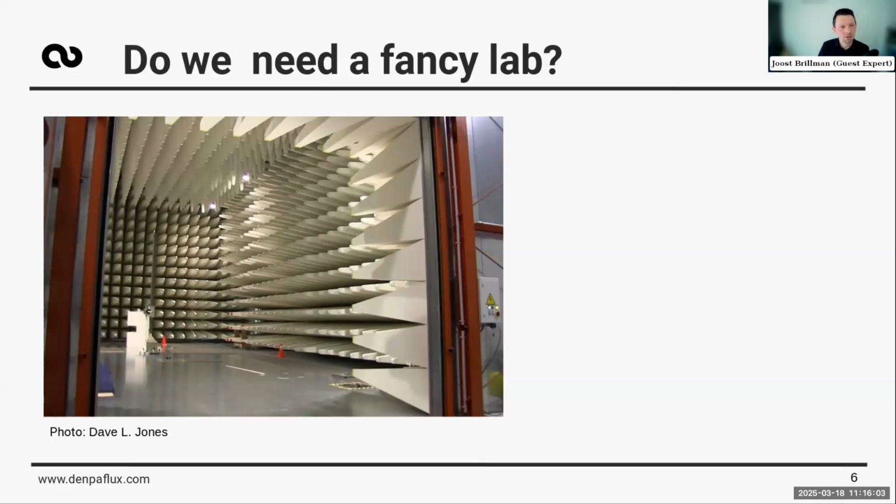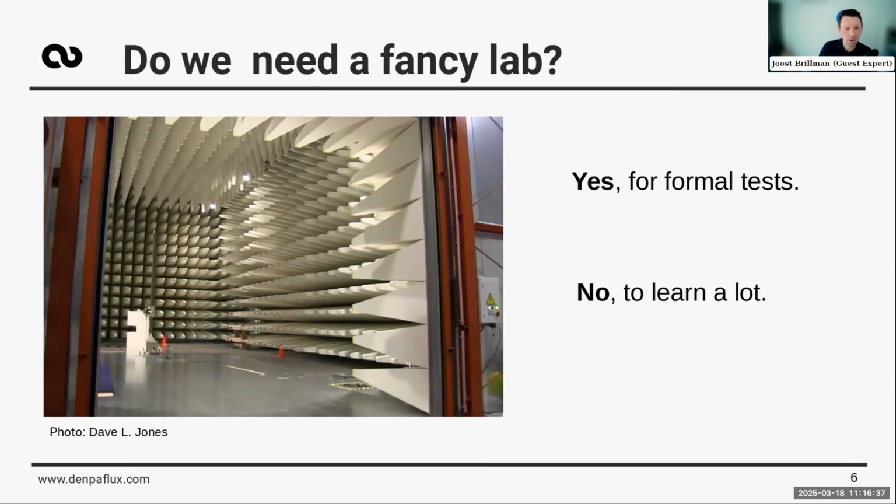But I think it's always wise to ask yourself the question: do you really need that fancy equipment to say something about the emission of a product, of a power supply, or maybe even your own product? And the answer to that question, I think, is yes, you really need that fancy equipment for the formal test. Those tests are very well defined, and you need calibrated equipment to perform the test as they should be performed. However, you don't need all that accurate equipment to learn a lot by assessing a situation on your lab bench.